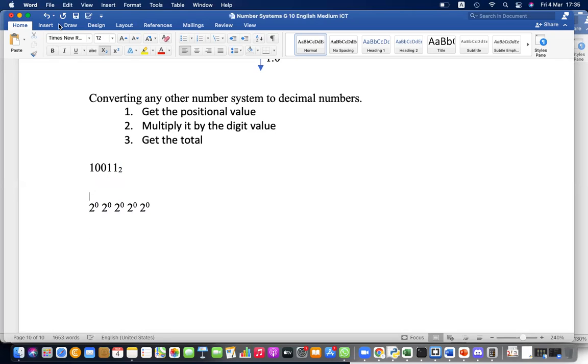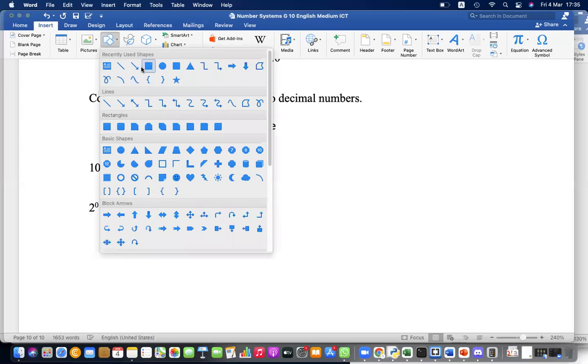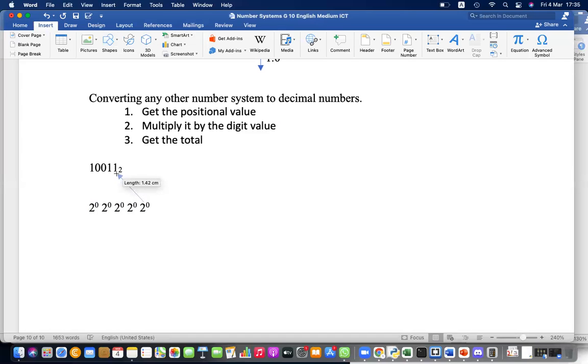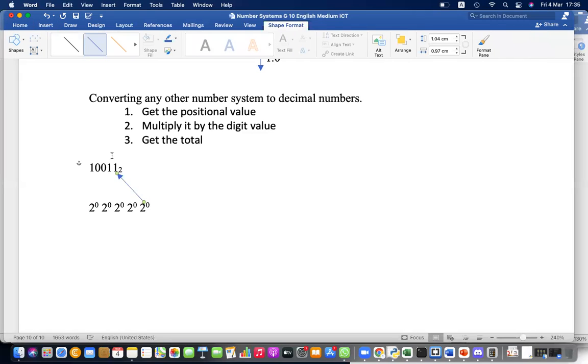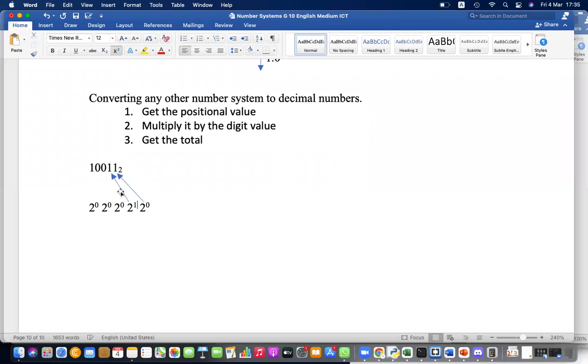Let's put some arrows to show the positions. This is the initial position, that is 2 to the power 0. And this is the next position, that is 2 to the power 1. This is the next position, 2 to the power 2. This is the next position, 2 to the power 3. And the final position is this one, 2 to the power 4. Altogether 5 positions, including the initial position.